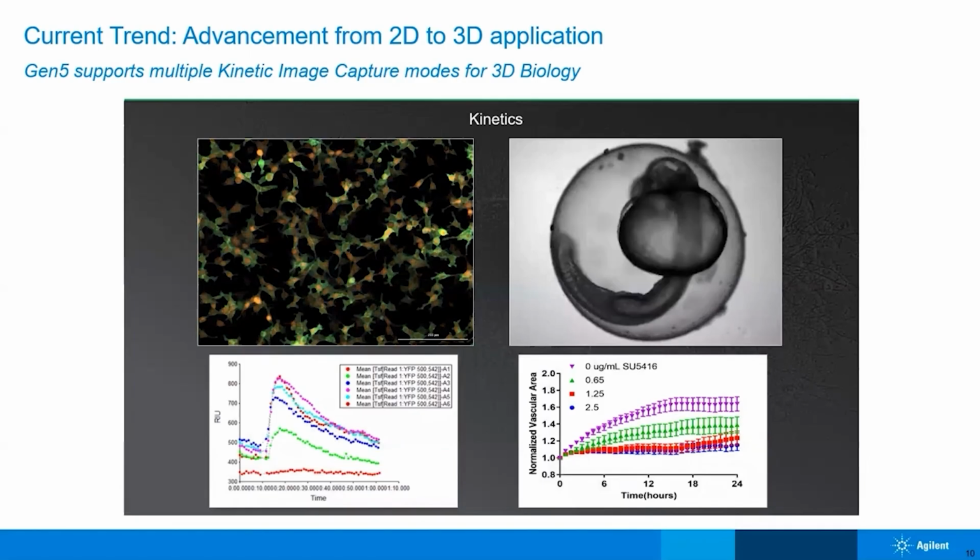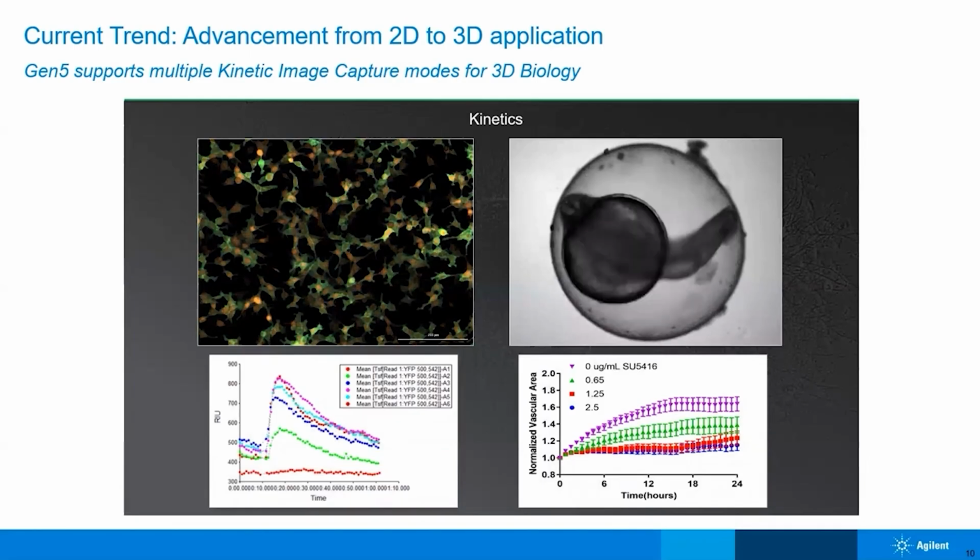In the case of the zebrafish, we acquire kinetic Z-stacks over the course of days and then analyze all of those images to report plots where you look at multiple time points and follow vascular area of development of this embryo over days of time. So Gen 5 becomes very powerful when you stack the image analysis algorithms that I showed initially across these new 3D and time dimensions.